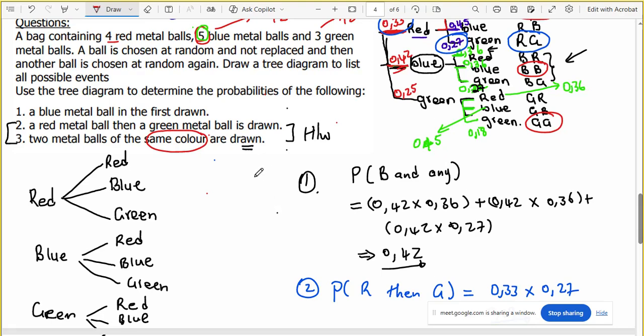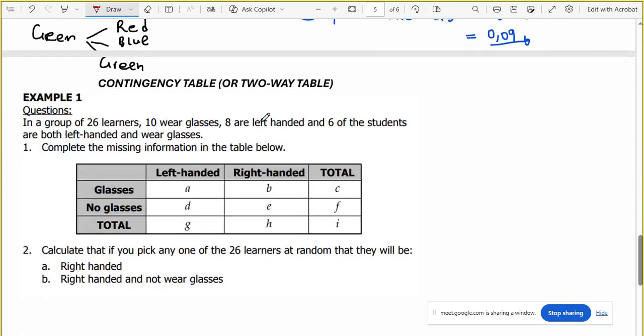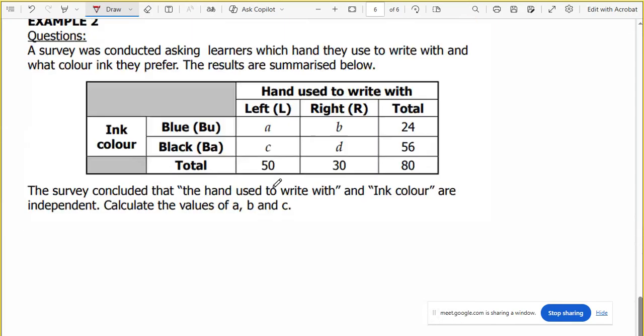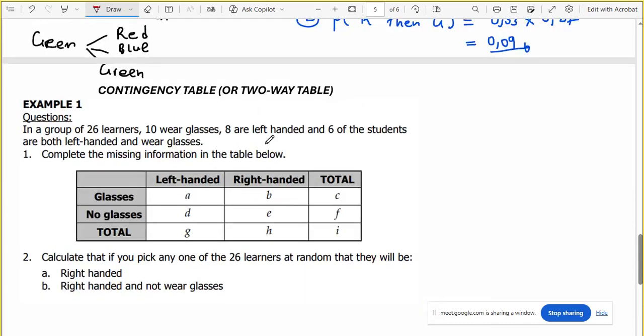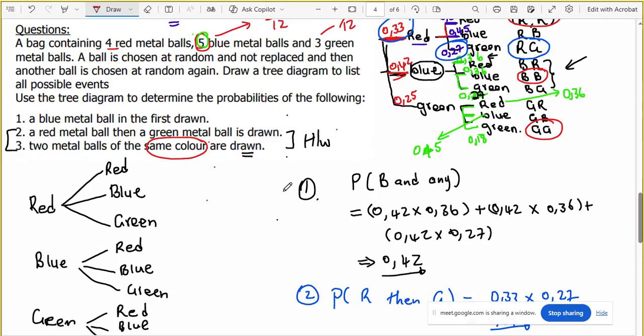Do you have any questions based on what we've covered today? No, sir. Okay, I'll see you in the next lesson where we will be working on contingency tables, or two-way tables. Those are the questions that we'll try and attempt. Then from there, we can start with the Venn diagrams.